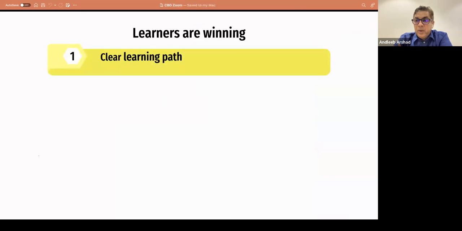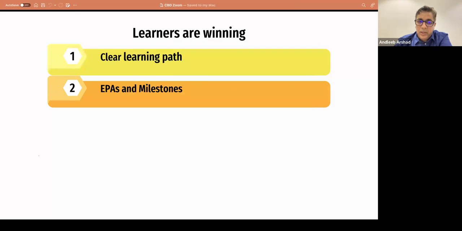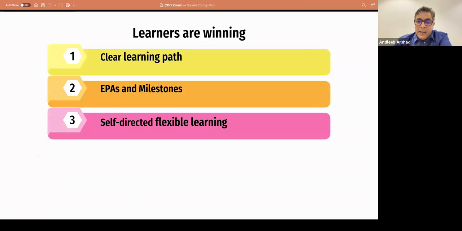Learners are actually winning in competency by design. They have a very clear learning path. From the very beginning, they know that they have to cover 12 EPAs, or 15 EPAs, whatever the number is for their discipline. This path is in the form of EPAs and milestones. They have very self-directed, flexible learning. For example, if there are 3 EPAs in a stage, somebody can go for EPA number 3, and that is fine, because he feels more comfortable with it. He can do the assessments for EPA number 3 first. EPA number 2 or 3 is not dependent on EPA number 1. So every stage they have this flexibility.